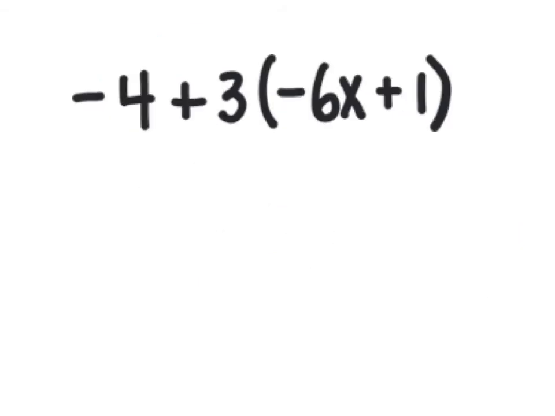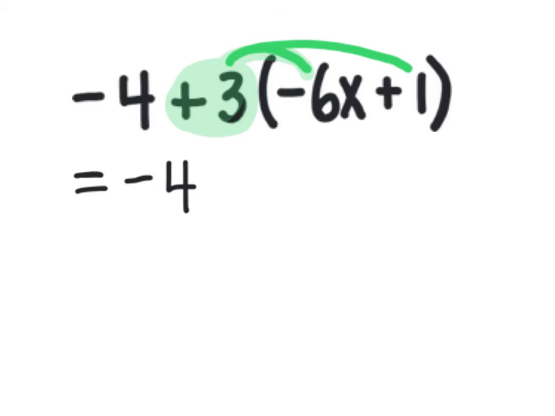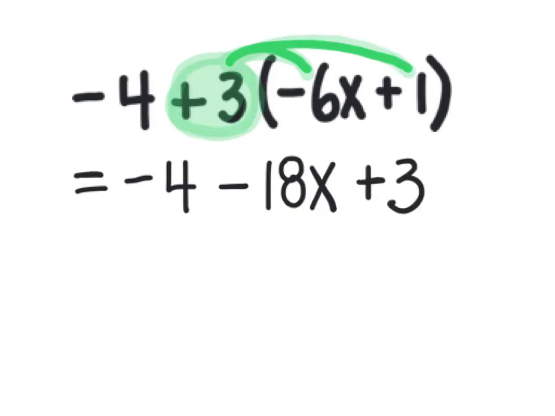We'll also have to be careful in a situation like this where there's a negative 4 and a positive 3 out front of those sets of brackets. In this case, the negative 4 is not multiplying with what's inside the brackets. It is only the number directly in front of the brackets which will multiply. So we will copy down the negative 4, and then we will multiply the positive 3 with the negative 6x to get negative 18x. And then we will multiply the positive 3 with the positive 1 to get positive 3.